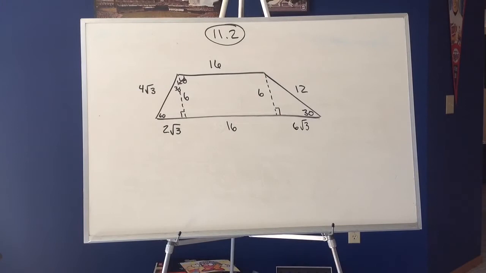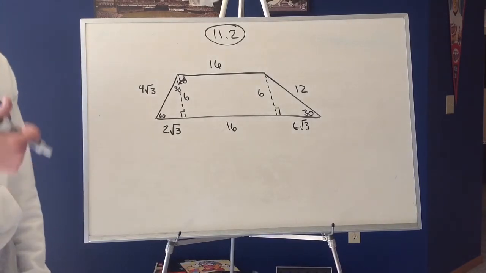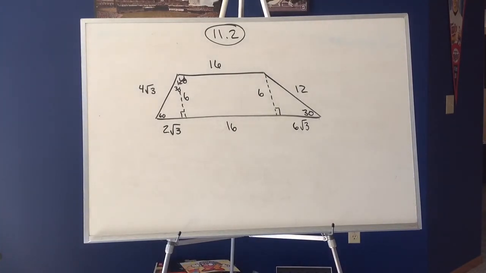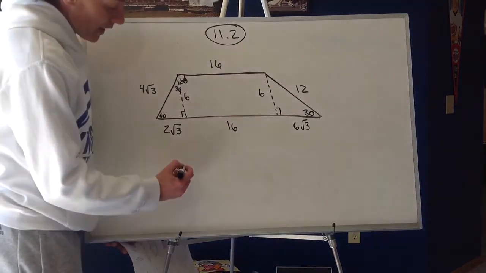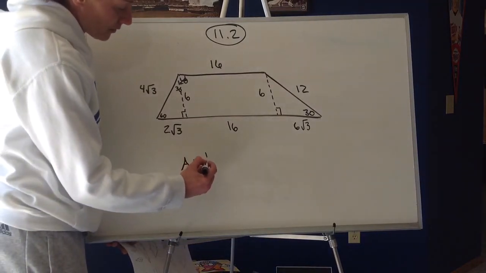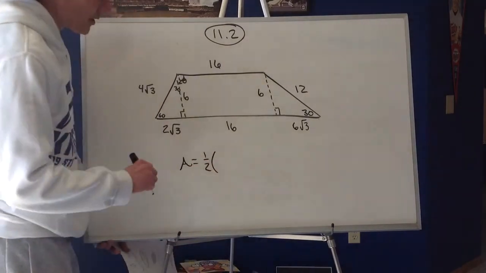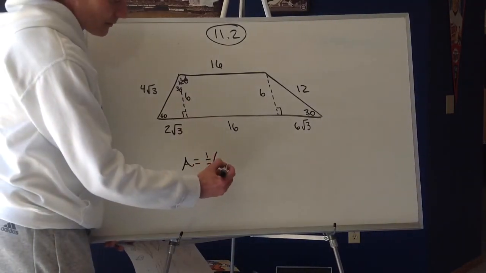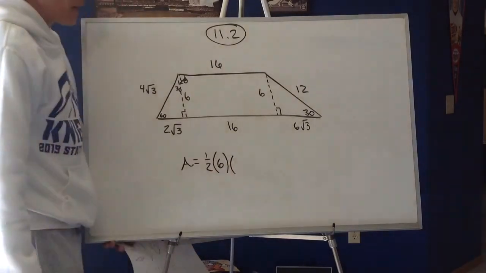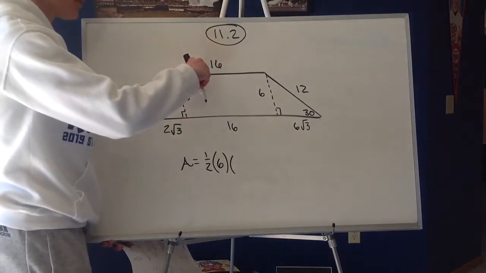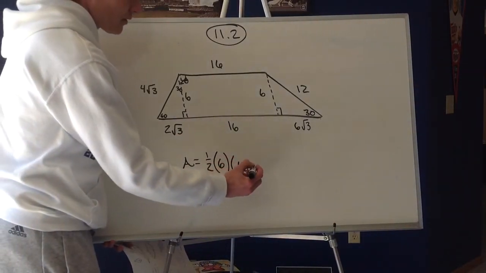Okay, so this one used a lot of 30, 60, 90. And again, a lot of your problems will. Okay, that can't come as a surprise to you. Okay, so now we have everything we need. So it's going to be 1/2 the height. The height is the 6. And base 1 plus base 2. So base 1 is 16.